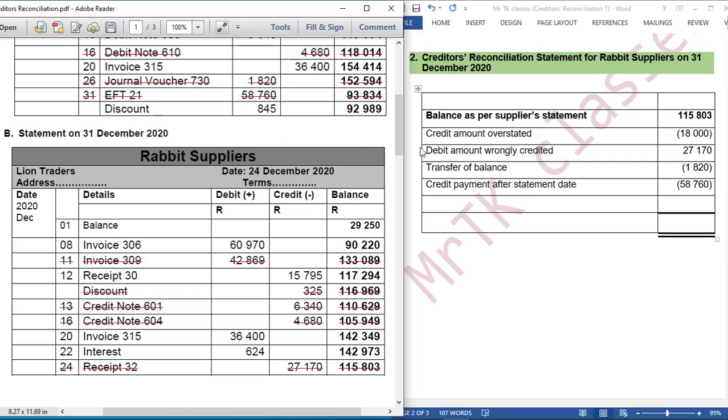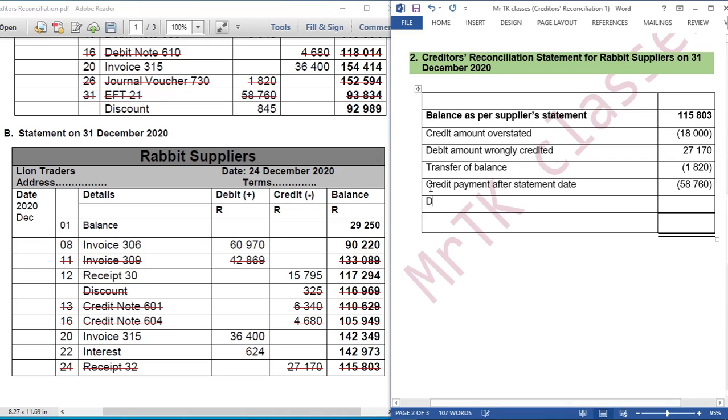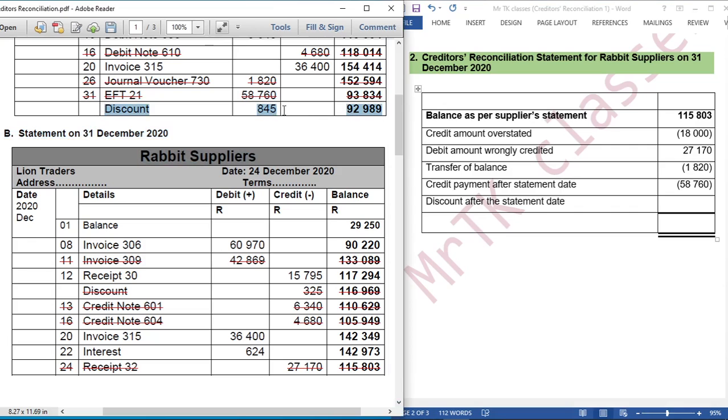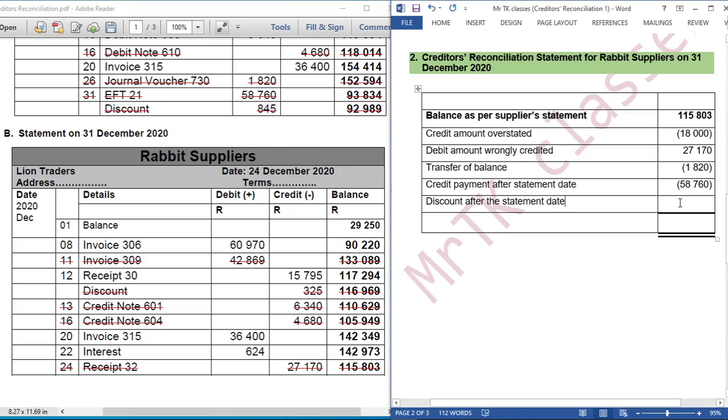Then we also have a discount here. Discount after the statement date. The discount is 845. So it should be under the credit column. It should decrease the amount due. So 845. Since you are done with all the adjustments, we still have some other transactions here, we should also look at them.